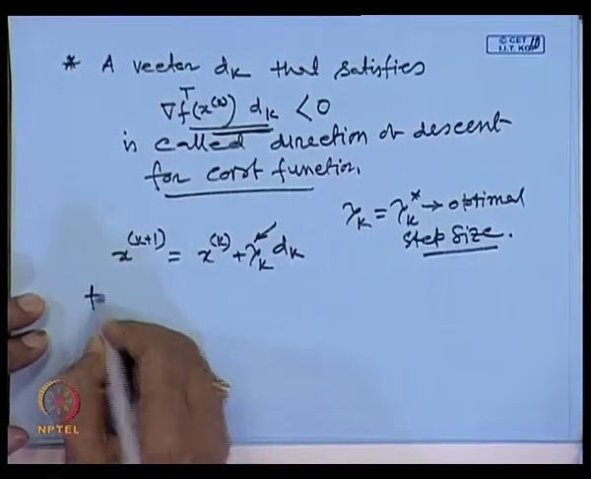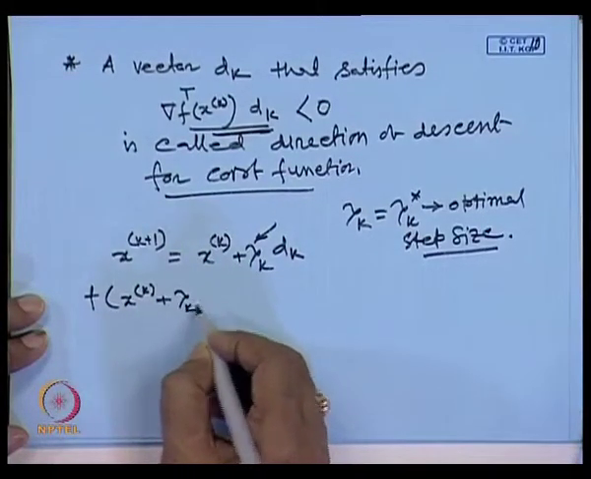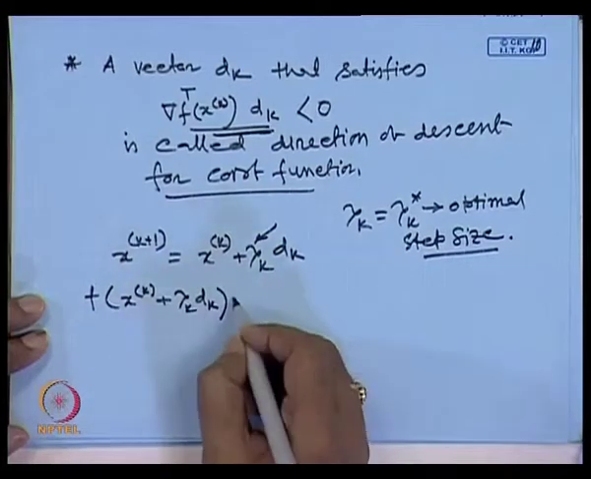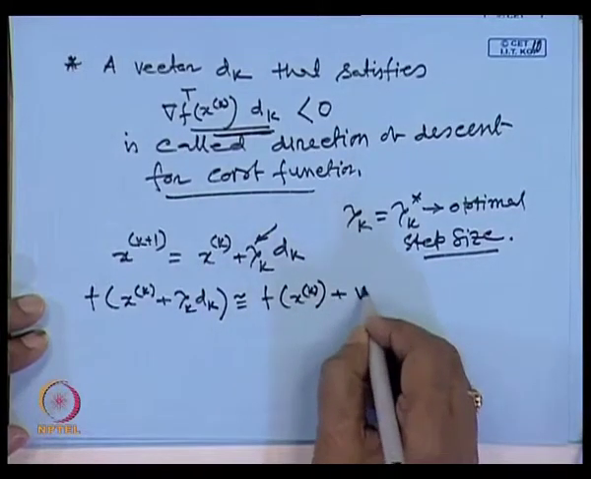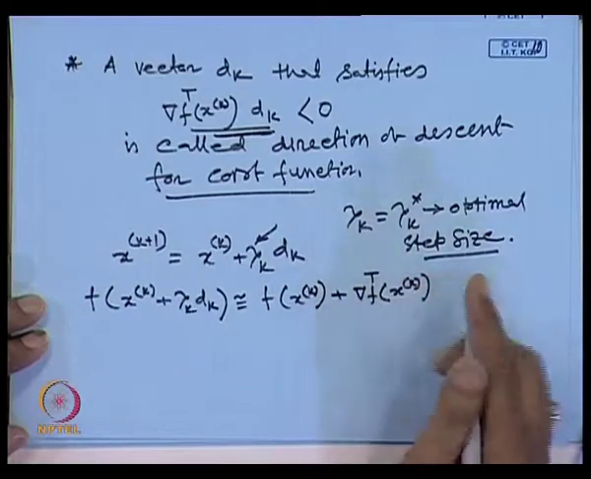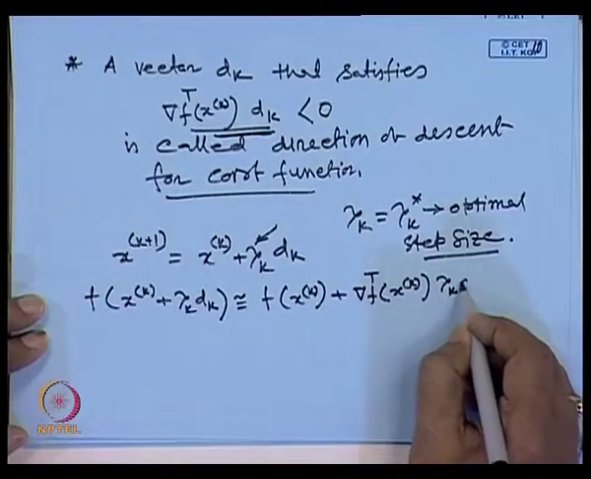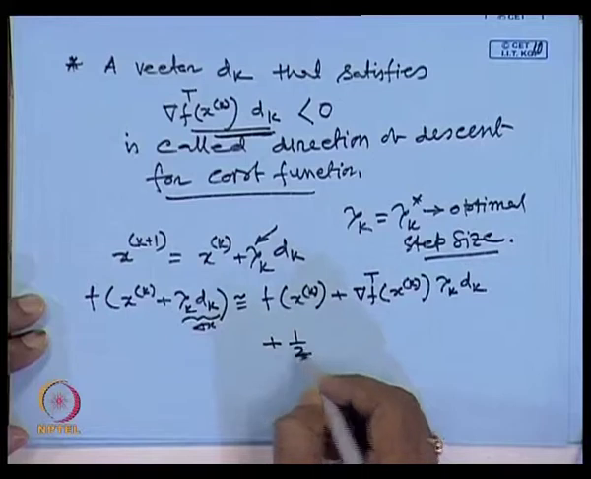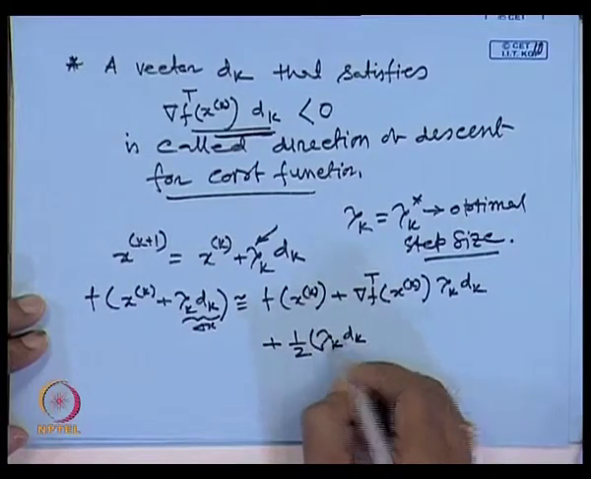Let us call it f of x superscript k plus lambda k dk, as we move from the kth iteration to the k plus 1th iteration. By Taylor series expansion, this is nearly equal to f of x superscript k plus the gradient transpose of f at x superscript k times lambda k into dk. This lambda k dk is the delta x, you can simply say delta x. Then plus half, lambda k delta x transpose, lambda k dk whole transpose.